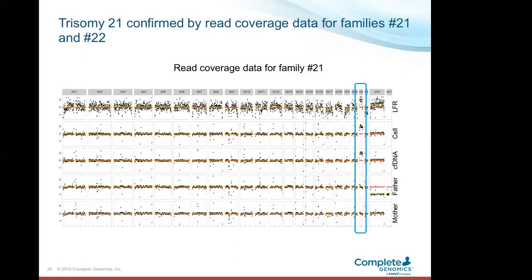Two of the families, families 12 and 21, were recommended for amniocentesis for a positive test of karyotyping for trisomy 21. And in this plot, using the read coverage data from all 3 library types, we can see a clear extra copy of chromosome 21 confirming the trisomy, and we observed a similar pattern for family 22.